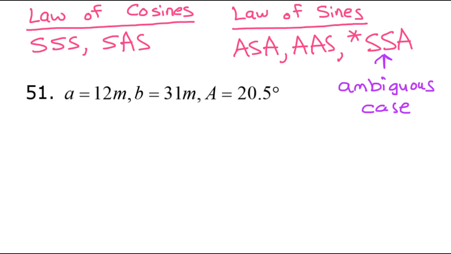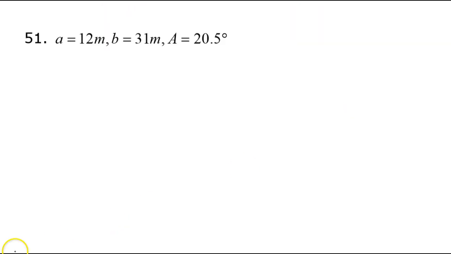This video is all about this third situation. This video is all about when you have side, side, angle, the ambiguous case. For number 51, I see that we have two sides and an angle. So that means this is either going to be side, side, angle, or it's going to be side, angle, side. Which one is it going to be? Well, I have a shortcut for knowing if it's side, side, angle. If the angle matches a side, that's when it's going to be side, side, angle.